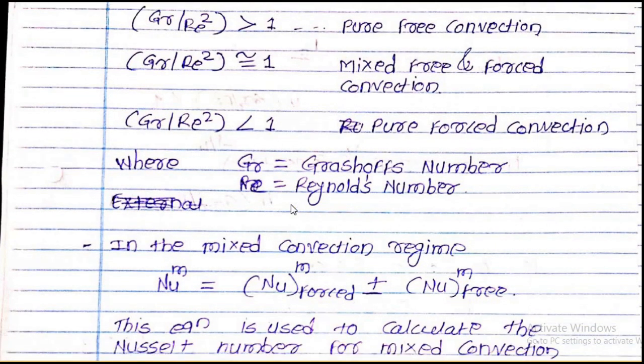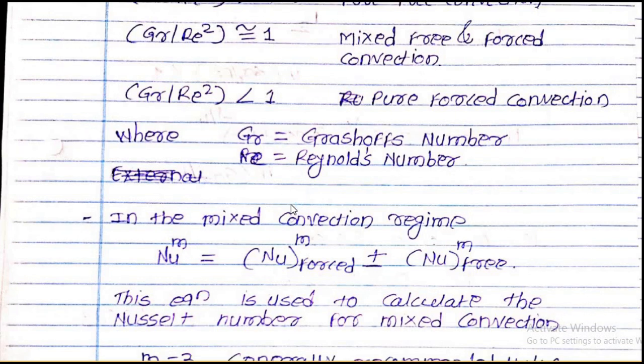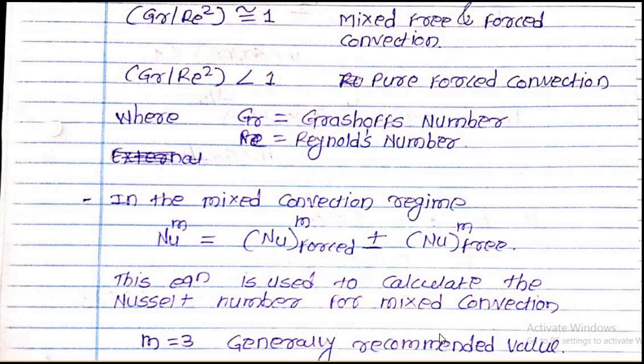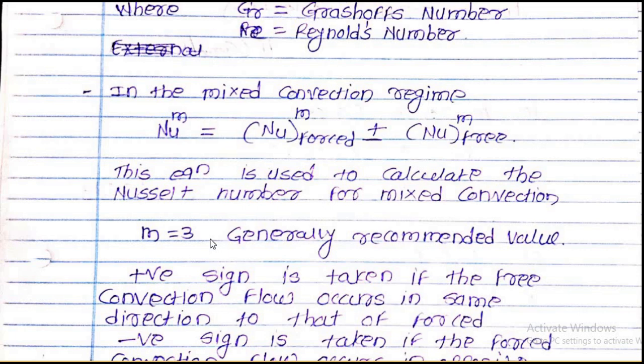So if both phenomena are included in some cases, in those cases we can determine the Nusselt number raised to m. The Nusselt number raised to m is equal to the Nusselt number of forced convection raised to m plus or minus the Nusselt number of free convection raised to m. So this equation is used to calculate the Nusselt number for mixed convection. Now the m value is generally recommended as 3.